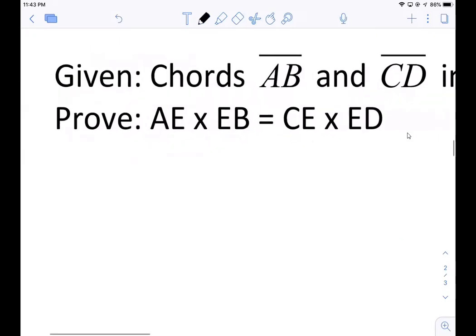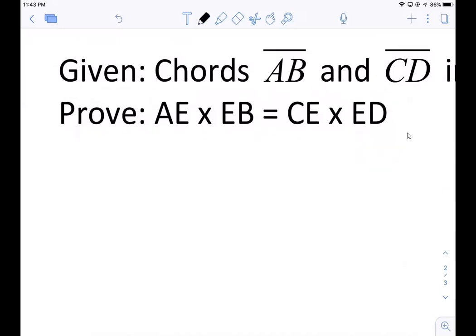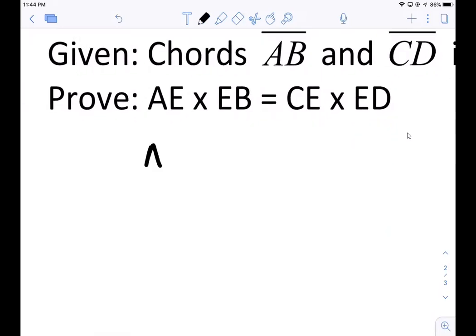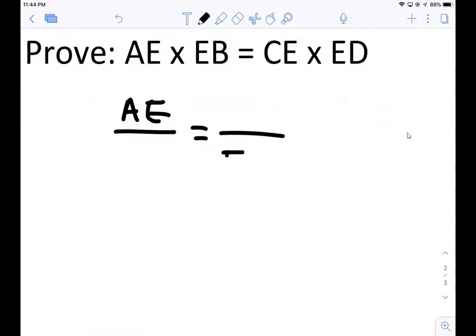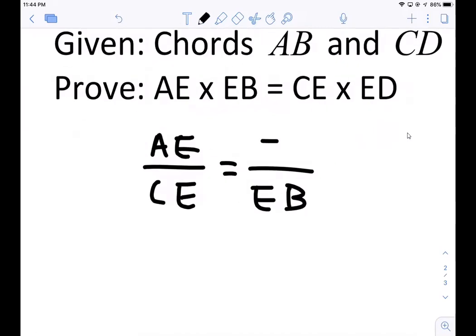So what proportion is going to give us this product or this equation? So I know it's going to be AE over something equals something, right? There's our proportion, but EB has to go over there because when I cross multiply, that's how I get AE times EB. So EB is going to be here, which means I can make that CE and ED.